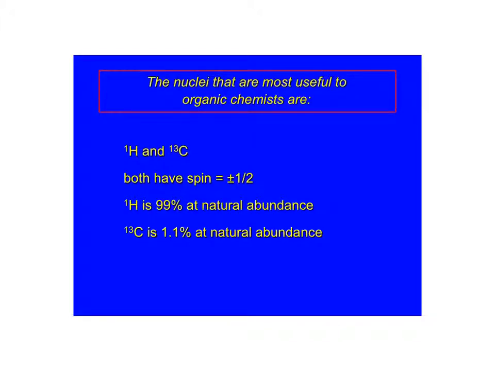The nuclei that are most useful to organic chemists are going to be proton and C13. They both have this plus minus half a spin. As I mentioned, the proton is 99% naturally abundant. So if you have 100 hydrogens around, 99 of them are going to be protons. C13 is only 1.1% natural abundance, which isn't all that large. However, if you've got a mole of carbon-containing compounds, what's a mole again? 6.022 times 10 to the 23rd, right? And if 1 out of every 100 of those is C13, that's still going to be a huge number. So there are still enough carbon 13s around that you're going to be able to see it.